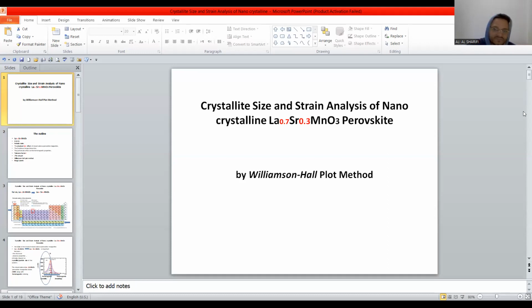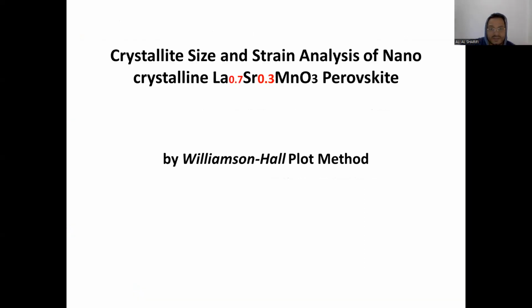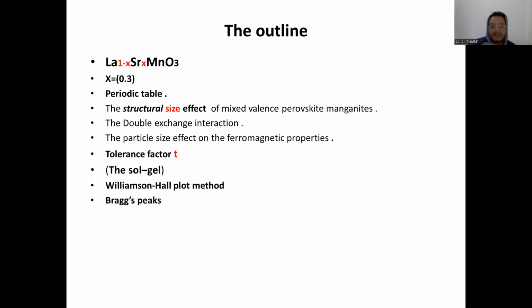At first, we will give a simple definition of the Williamson-Hall plot method, and we will explain something by using the periodic table. We will give a simple definition of double exchange. Let me use the slideshow and start. Here, the doping rate equals 0.3.